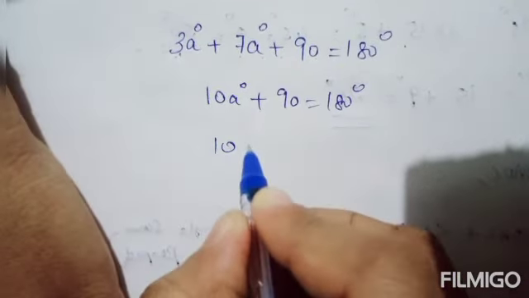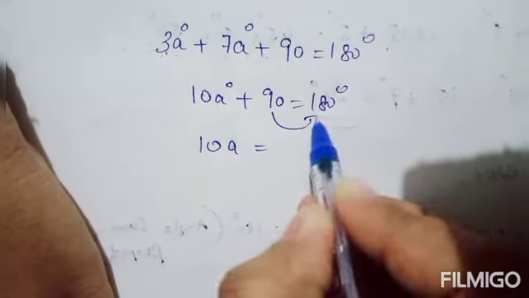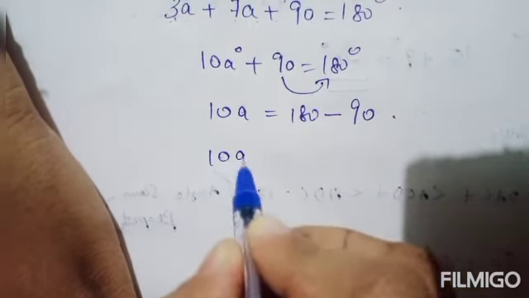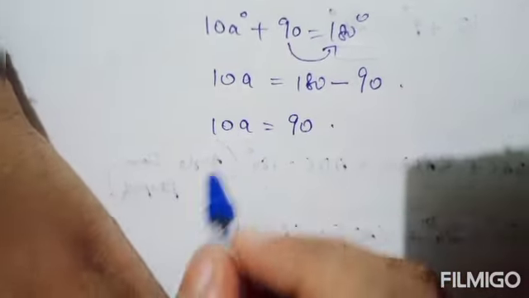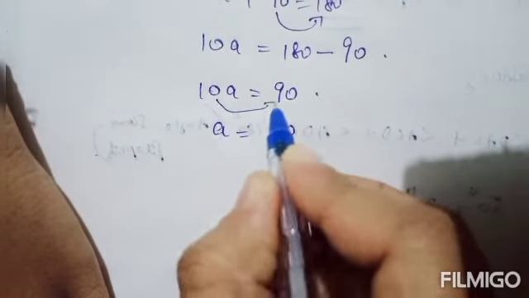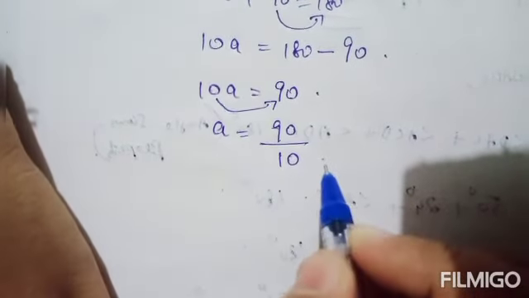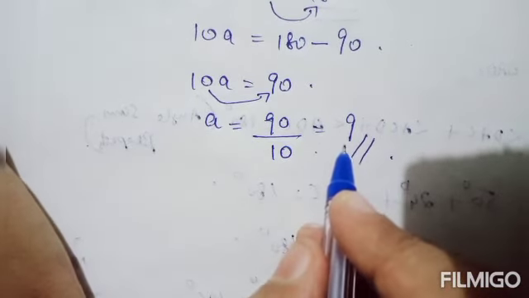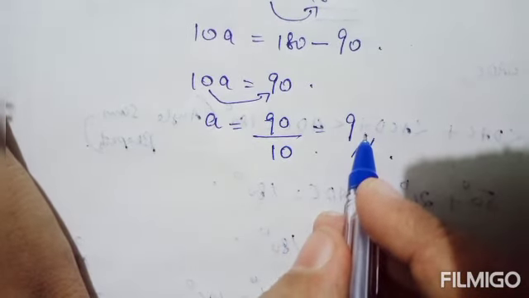So 10a, this 90 you can take to this side. So you will get 180 minus 90, that is 10a equal to 90. So what will be the value of a? a equal to 90 by 10, this 10 we can take to that side. You will get 9. The value of a we got 9.